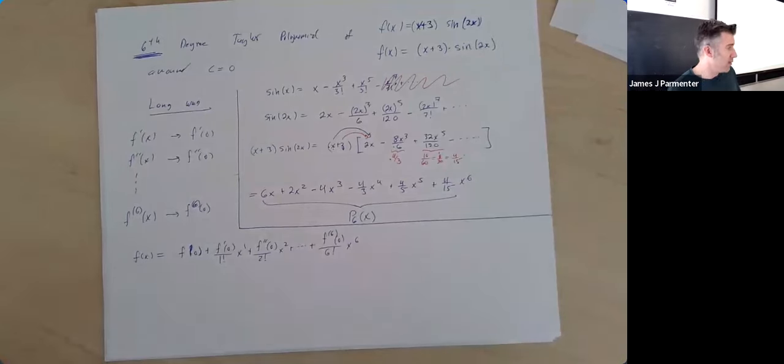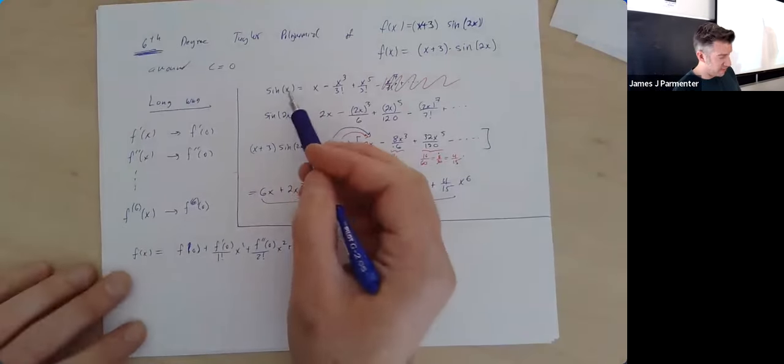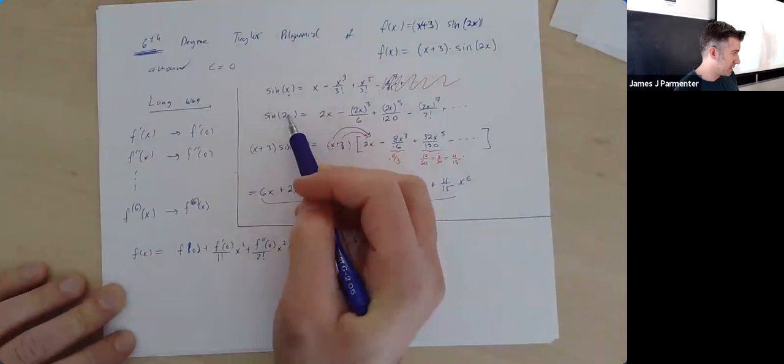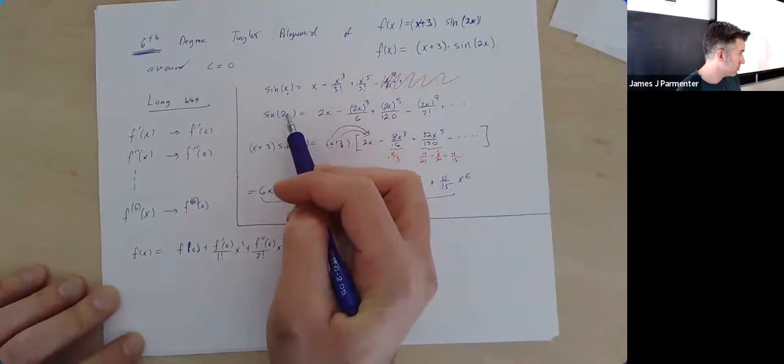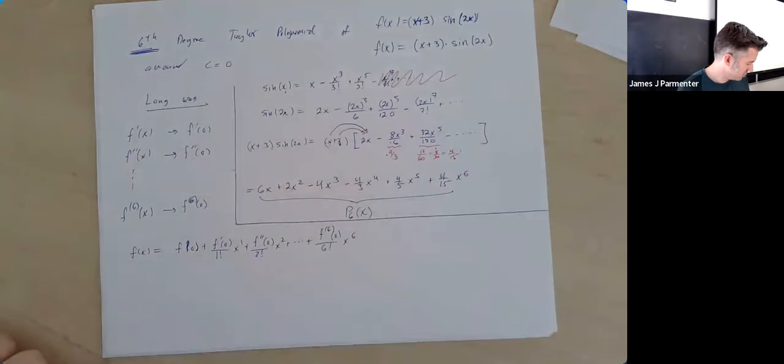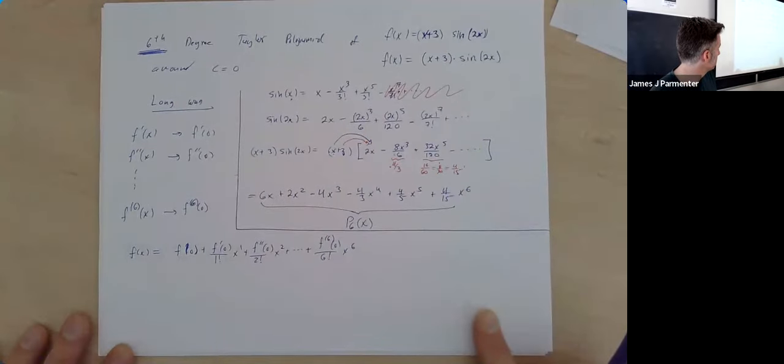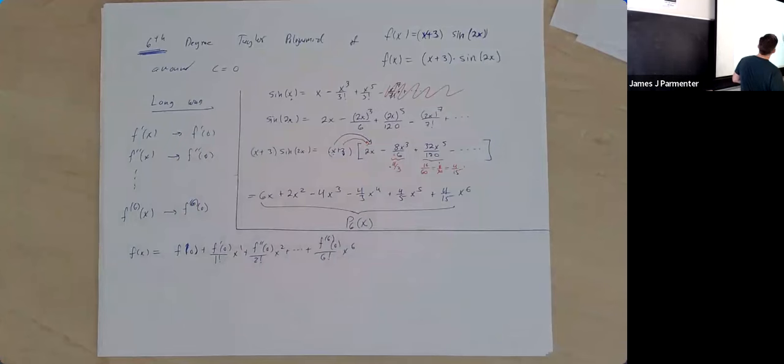What you do have to know, though, is that you can take sine of x and replace the x with 2x to get sine of 2x. Just simplify this to there, that to there, and then further simplify.